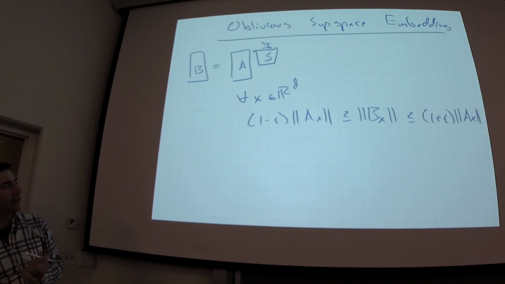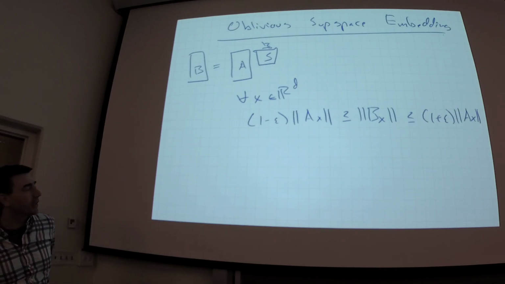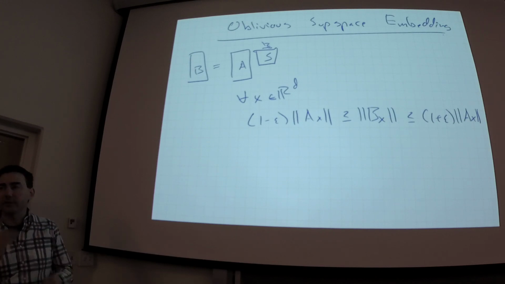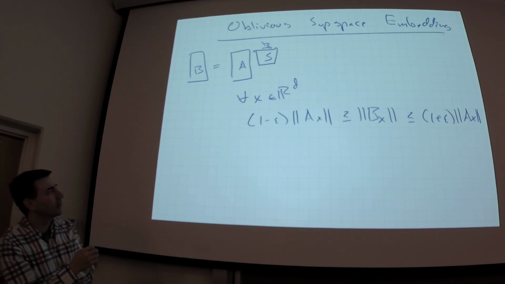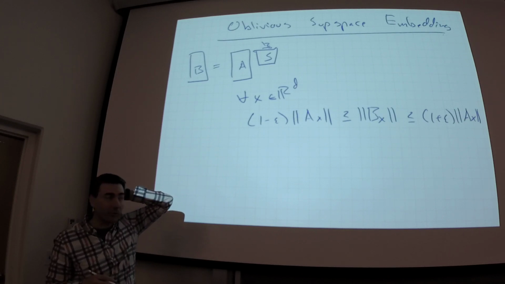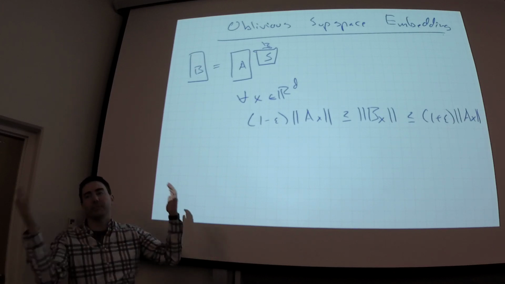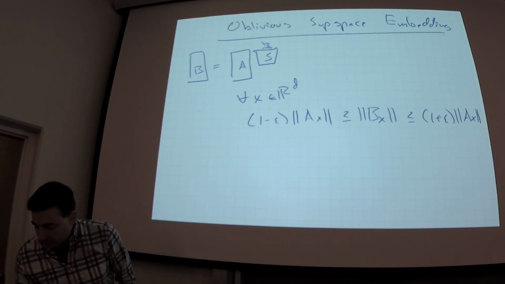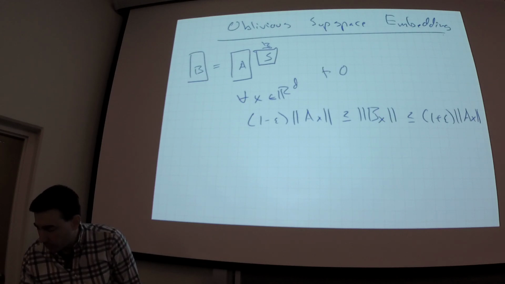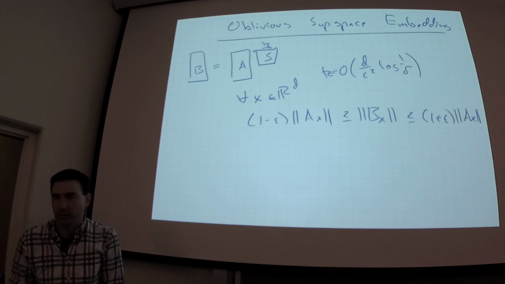Okay, so this is a slightly stronger property than before. Instead of looking at basically the n squared different directions corresponding to pairs of points, I'm now considering any direction x. So this is stronger than before. Instead of only n squared different directions, I now need all infinite possible number of directions. It turns out you can get this to hold with k equals d over epsilon squared log 1 over delta.